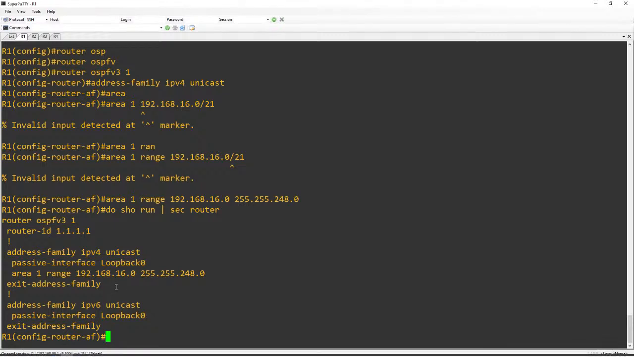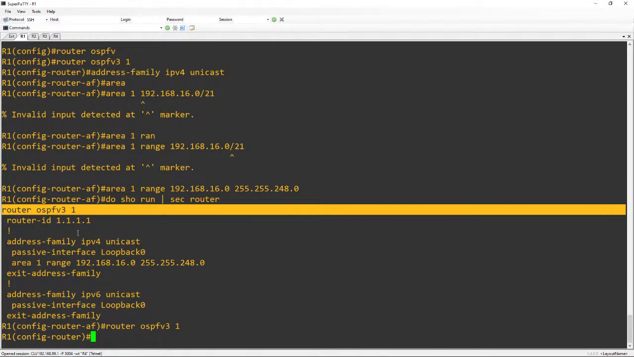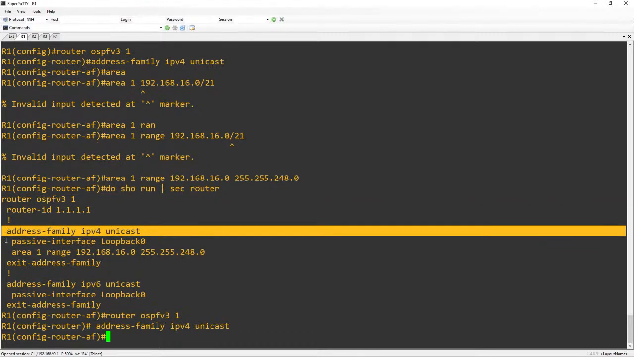It has to be either NSSA or totally NSSA because it has an ASBR. We cannot make it a stub area or a totally stubby area because you're not allowed to have external routers in a special area type that's not NSSA. So we're just going to come into our address family. We're going to say area 1.